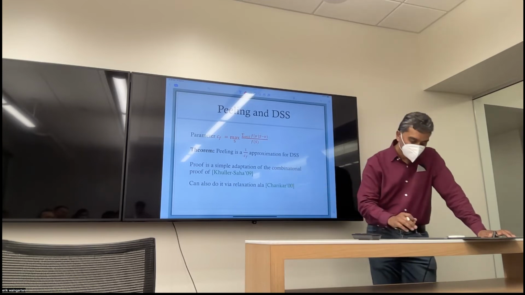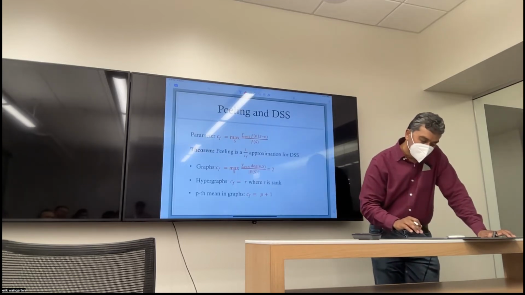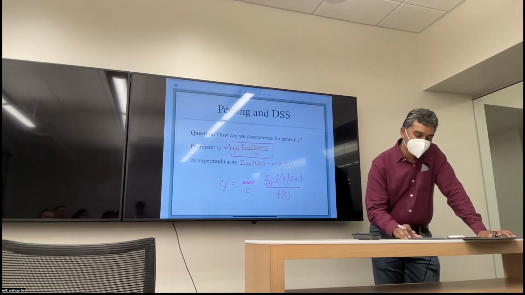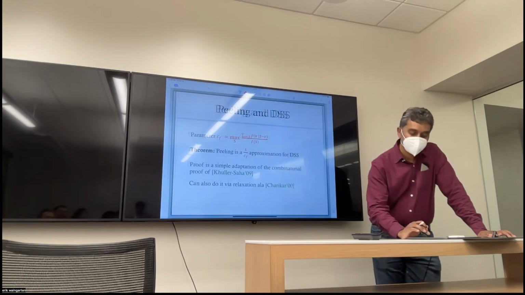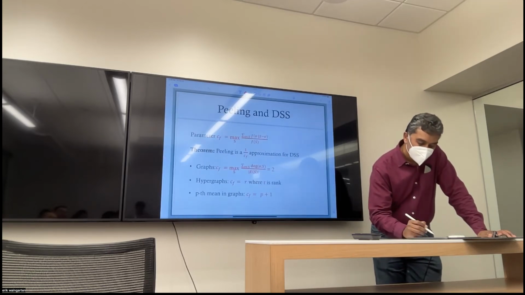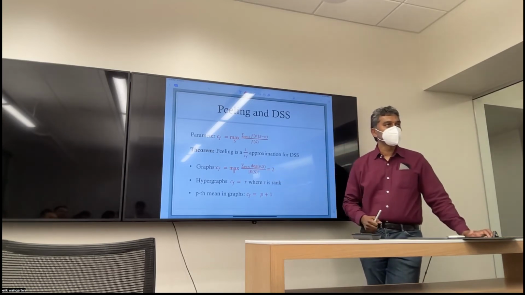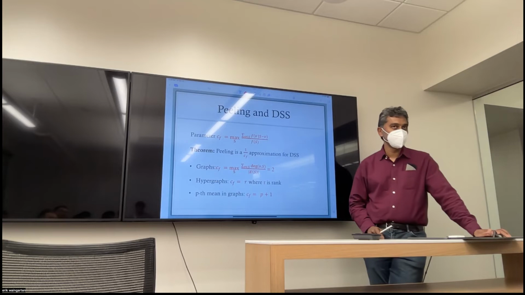Let's see what it is for a graph. What is this definition for a graph, right? If I have a graph, what is CF? Look at any set of vertices, right? What is f of s? The number of edges in it, right?